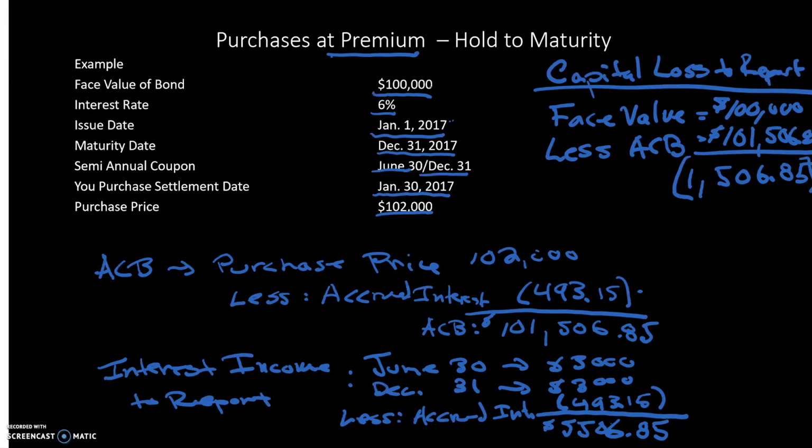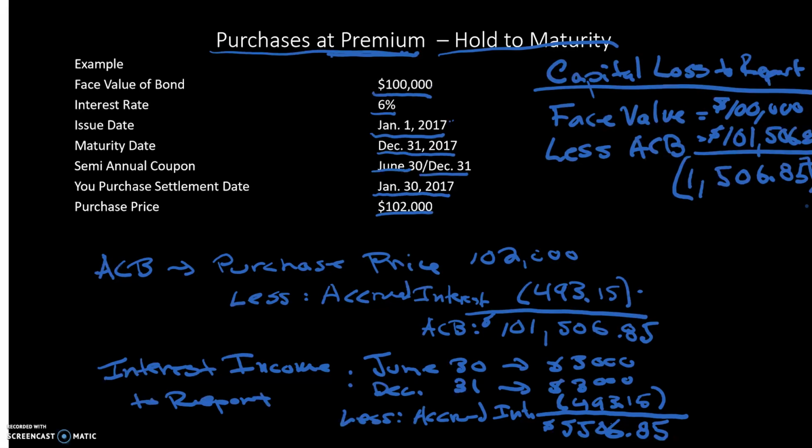We know that we could carry this back potentially 3 years, or carry this forward indefinitely, to offset other capital gains. And so that's an example of purchasing a bond at a premium. If we hold this all the way to maturity, we would have some sort of capital loss to report.